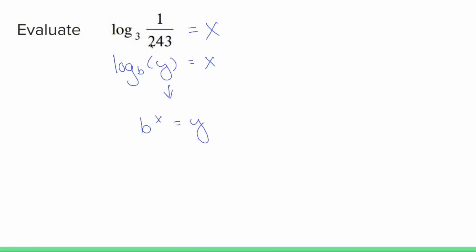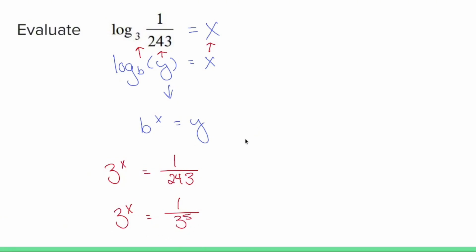Now that I have this information, I can say b is 3 and y is that fraction, x is still x. And so I can write out 3 to the x power equals 1 over 243. Now, right now, you're like, what do I do? Well, first things first, if you have 3 to the x power, and this is just the beginning of logs, chances are that number right there can be written as 3 to the something power. And it can. This happens to be 3 times 3 times 3 times 3 times 3, 5 times. So that's 1 over 3 to the 5th.